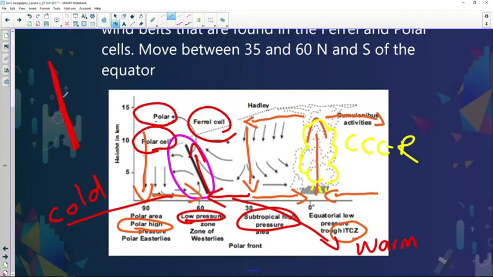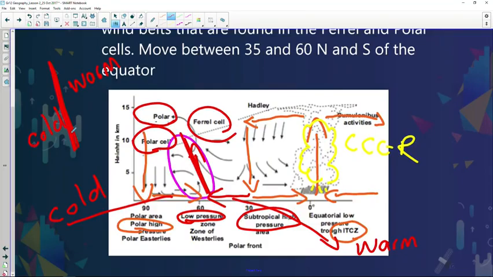Now the first question I want to ask yourself, what is a front? A front, if this is my front, a front divides two masses of air. So basically what this polar front does over here, it divides warm air from cold air. And this is where the formation of mid-latitude cyclones takes place.